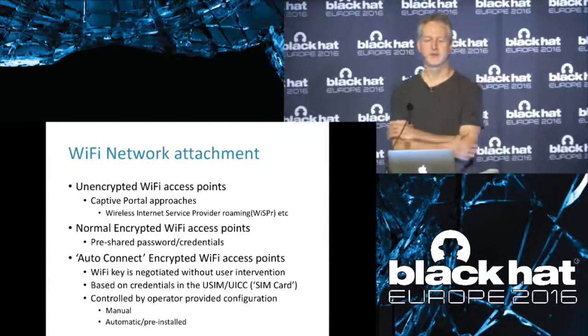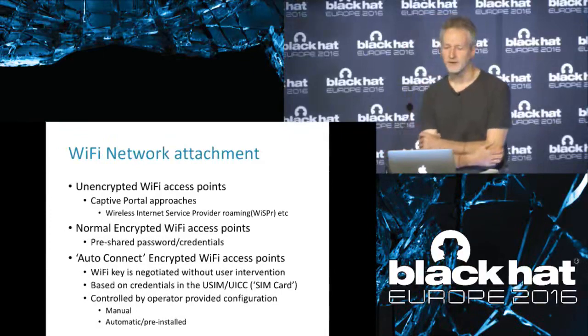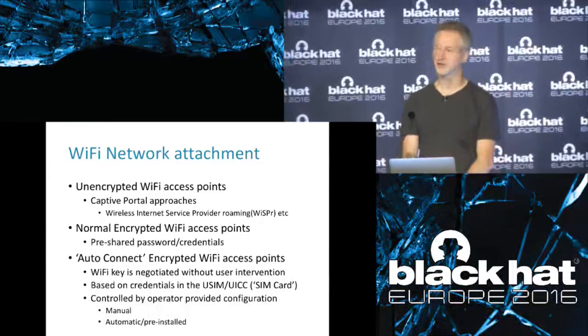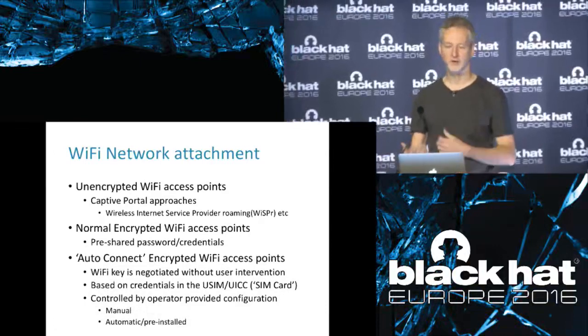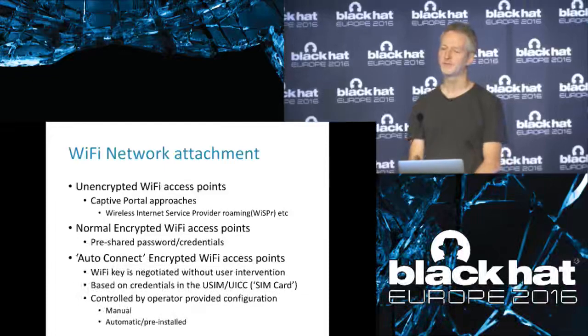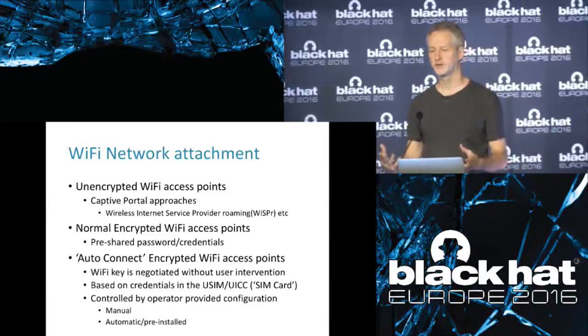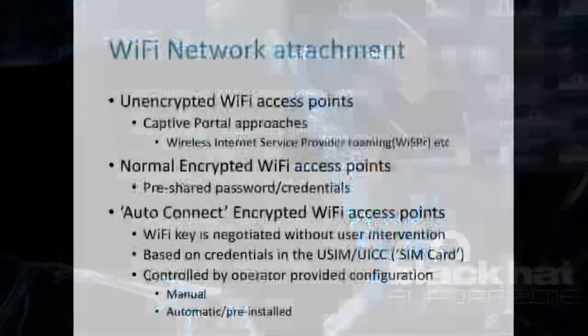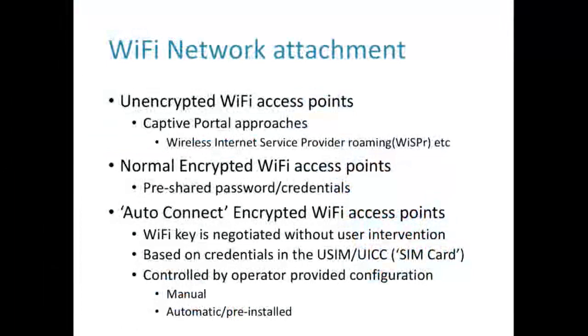So, just looking briefly at the Wi-Fi network attachment, when a phone tries to connect to the network, what kind of networks are there out there? Well, there's the unencrypted Wi-Fi access points, no password basically, but then they often have something called a captive portal, which is the little sheet that pops up when you try and connect to them, and they'll ask you for some credentials potentially, or just type in your email address or whatever it is.